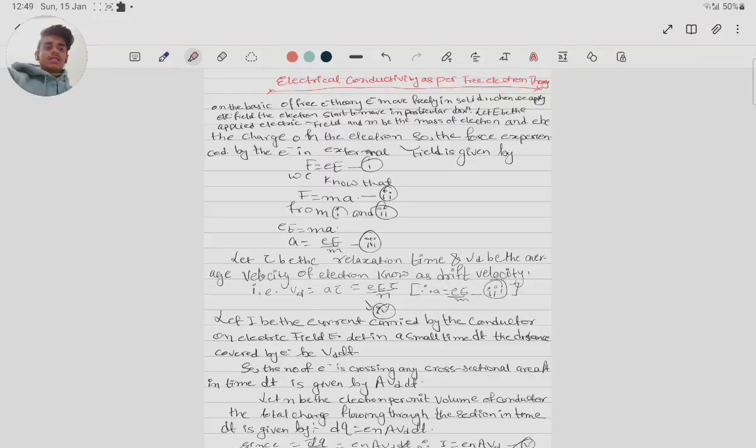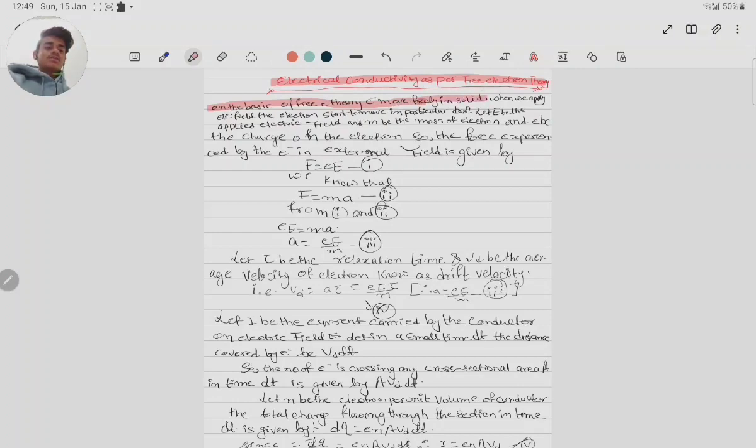To talk about the electrical conductivity as per the free electron theory. Before starting, I'm going to start with some theory. In the previous lecture, I discussed the classical electronic theories. So, okay, let us start the topic. It started with the basic theories, the basics of free electron theory.